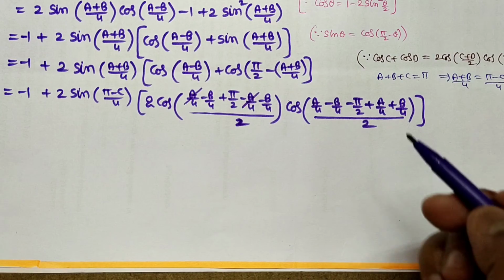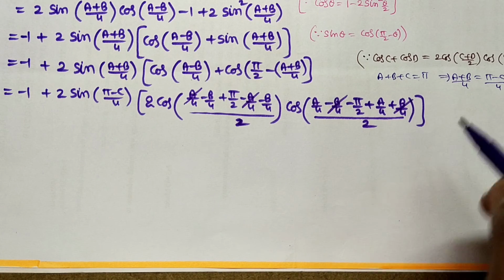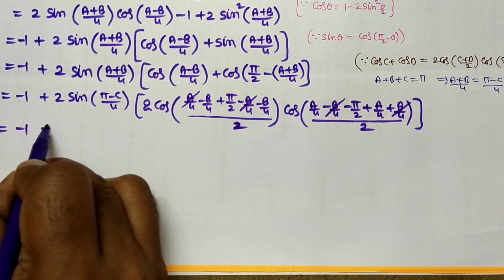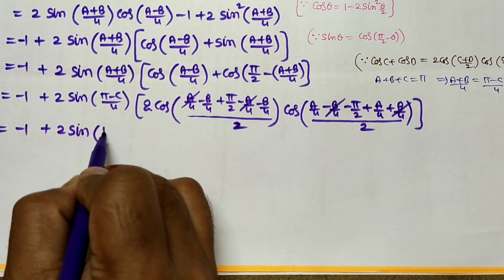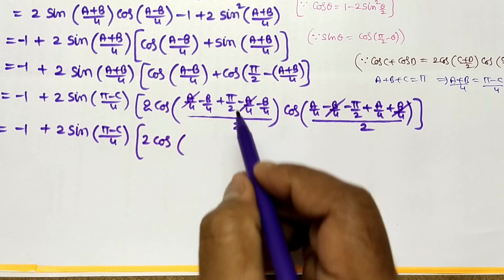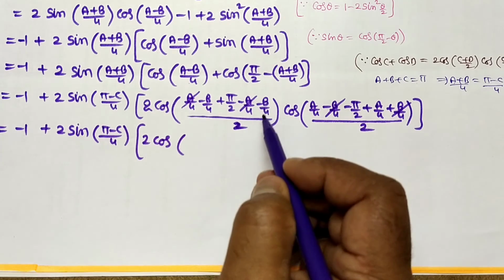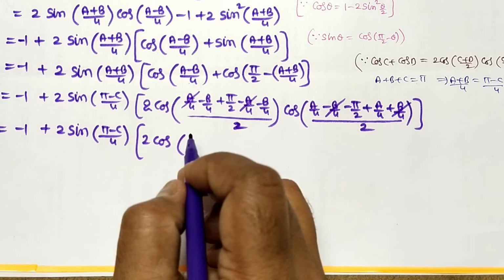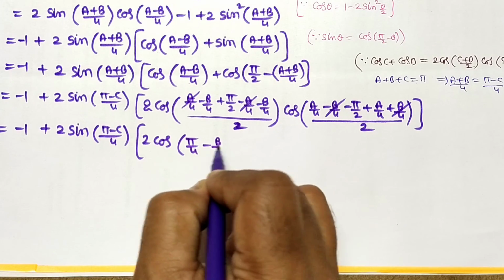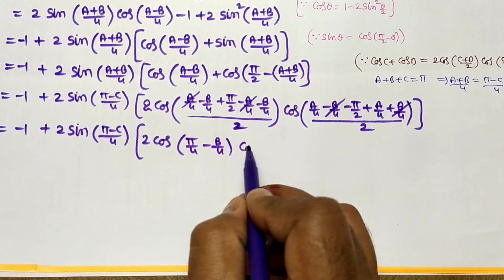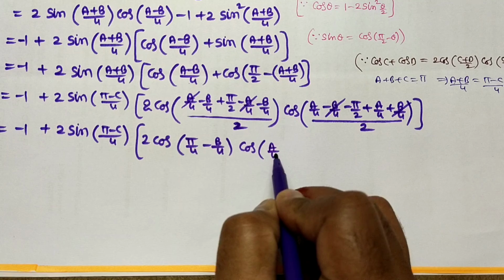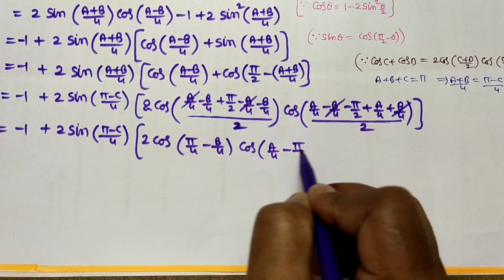Plus A/4 minus A/4 get cancelled, minus B/4 plus B/4 get cancelled, which is equal to minus 1 plus 2 into sine of (pi minus C)/4 into 2 cos of (pi/2 minus 2B/4)/2. So anyway, it is (pi/4 minus B/4). Here also, cos of (A/4 plus A/4), that means A/2, by 2, A/4 minus pi/2 by 2, pi/4.